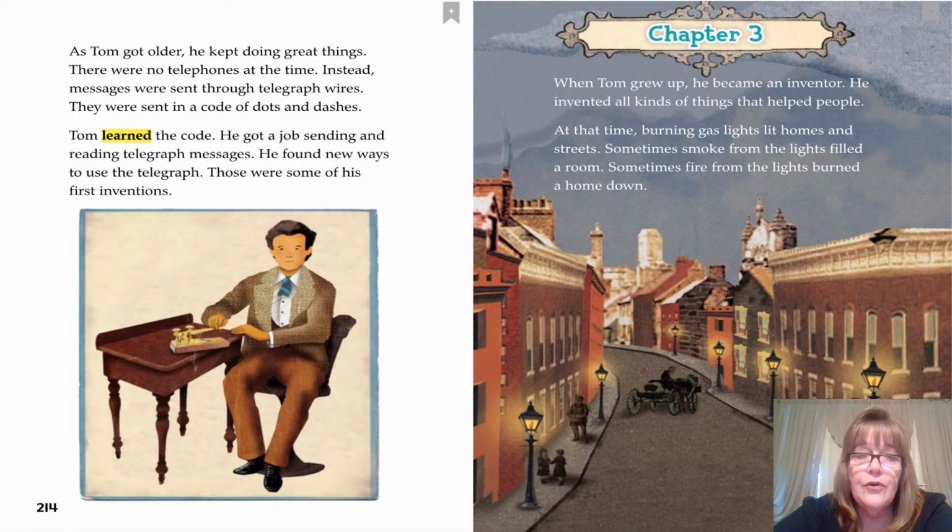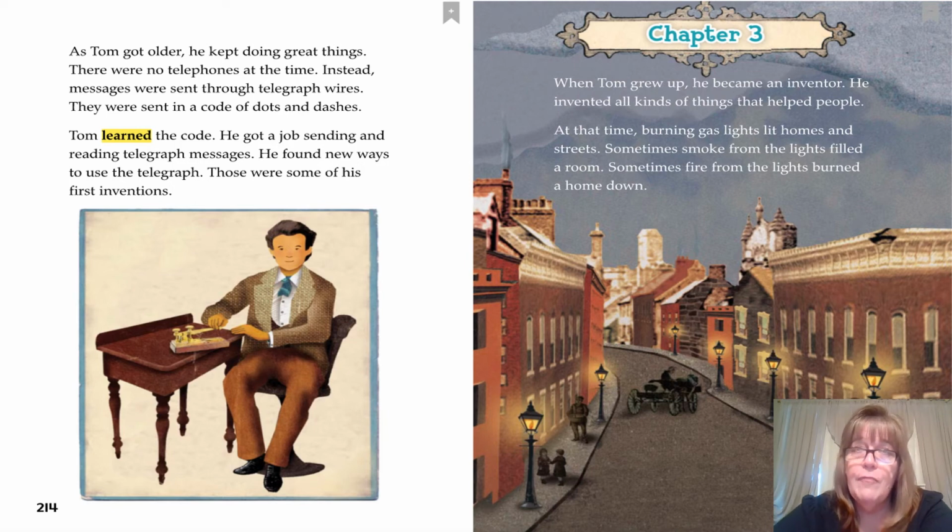As Tom got older, he kept doing great things. There were no telephones at the time. Instead, messages were sent through telegraph wires. They were sent in a code of dots and dashes. Tom learned the code. He got a job sending and reading telegraph messages. He found new ways to use the telegraph. Those were some of his first inventions.